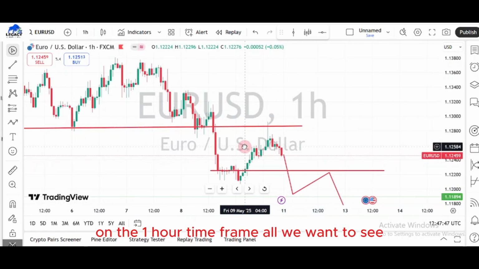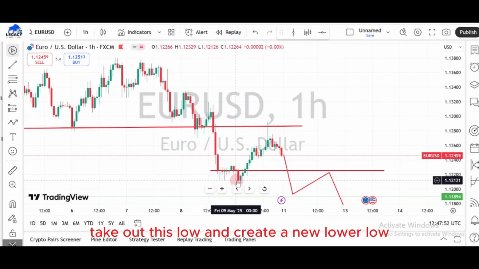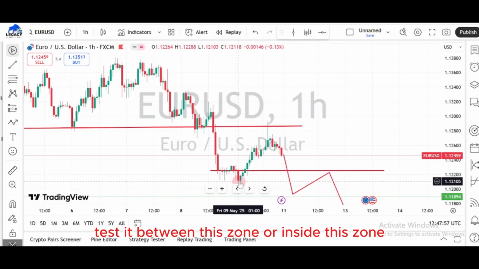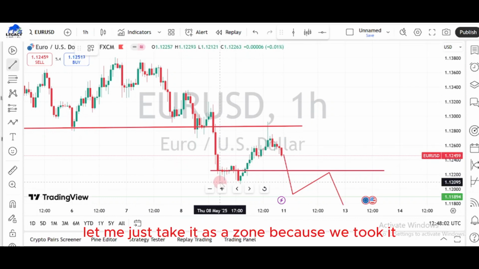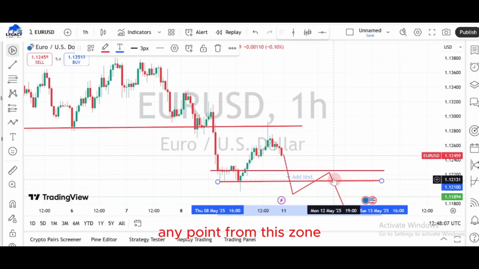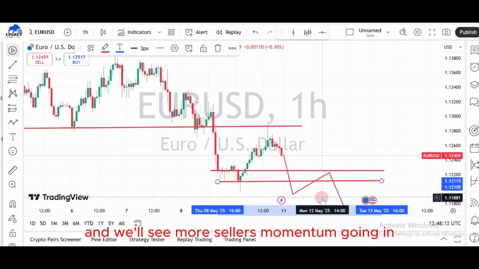On the 1 hour time frame, all we want to see is the market push out, take out this low, and create a new lower low, then retrace back and test inside this zone. Let me just take it as a zone. Yes, the market can retrace inside this zone. From any point in this zone, the market can drop down, take out the daily key level, and we'll see more sellers' momentum going in. So we are looking at an overall selling or bearish bias for Euro USD this week.